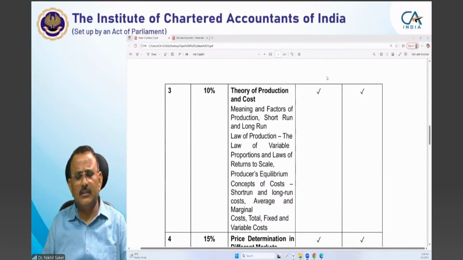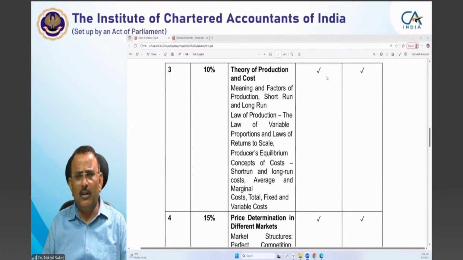And in cost, the different shapes of the cost curve, and the logic behind that particular shape of the cost curve, is already beautifully explained in your study module. So this is also important, because many questions come from these units, production and cost. So this unit is very important for you.